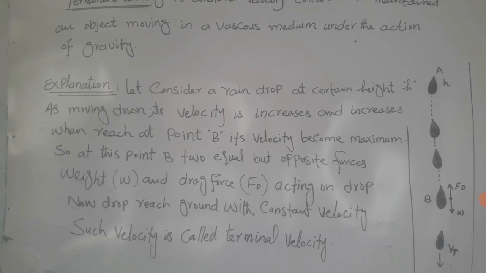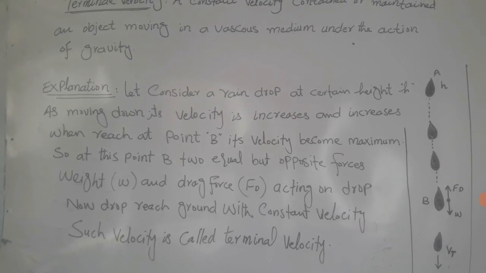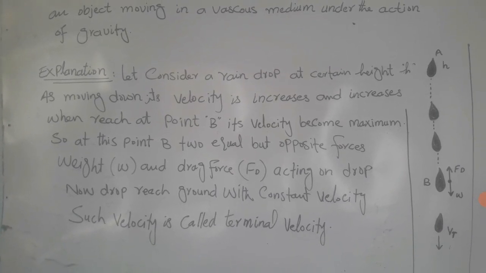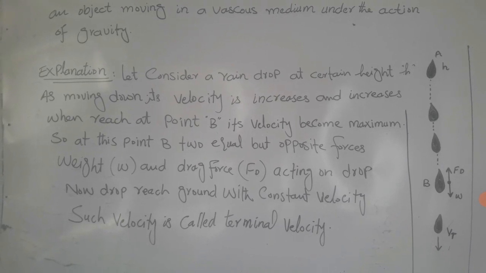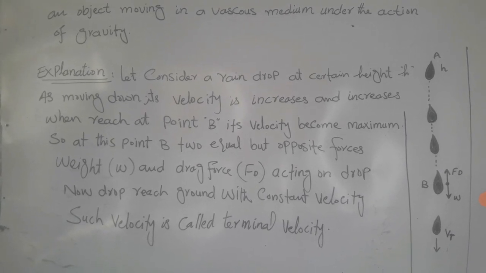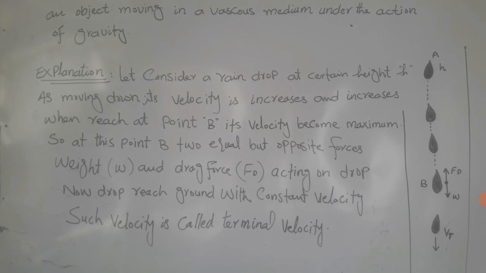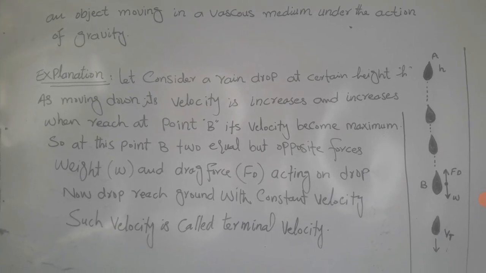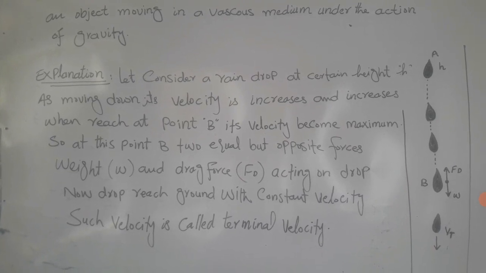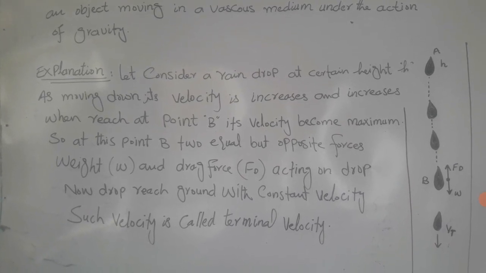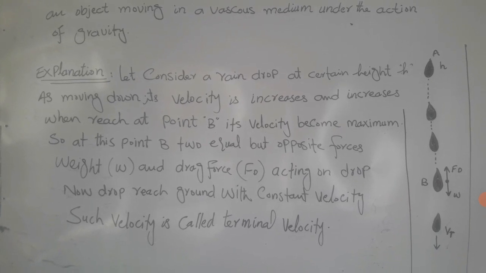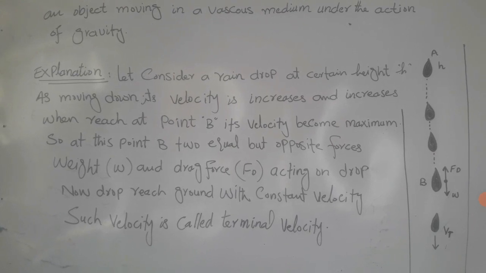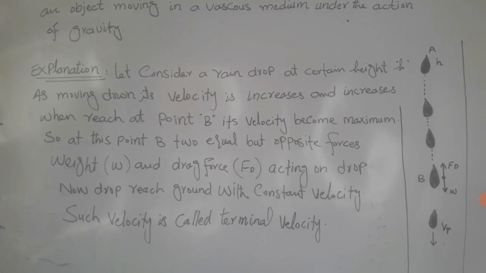Let's suppose we consider a raindrop at a certain height h. As the raindrop is moving downward, its speed is increasing and increasing. So when it reaches point V, a drag force which is called viscous drag force is acting on the raindrop. Here the drag force is equal to the weight of the drop. So both forces become equal, but act in opposite directions. So after that the raindrop reaches the ground with a constant velocity, and such a constant velocity is called a terminal velocity.